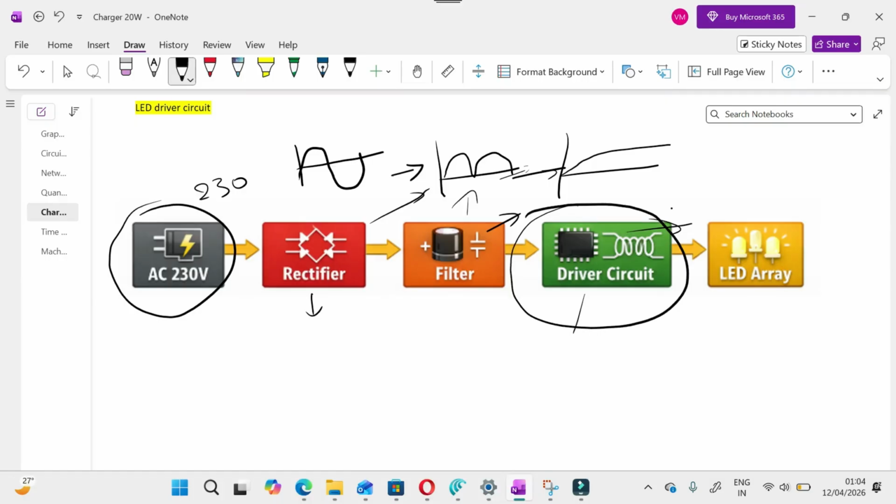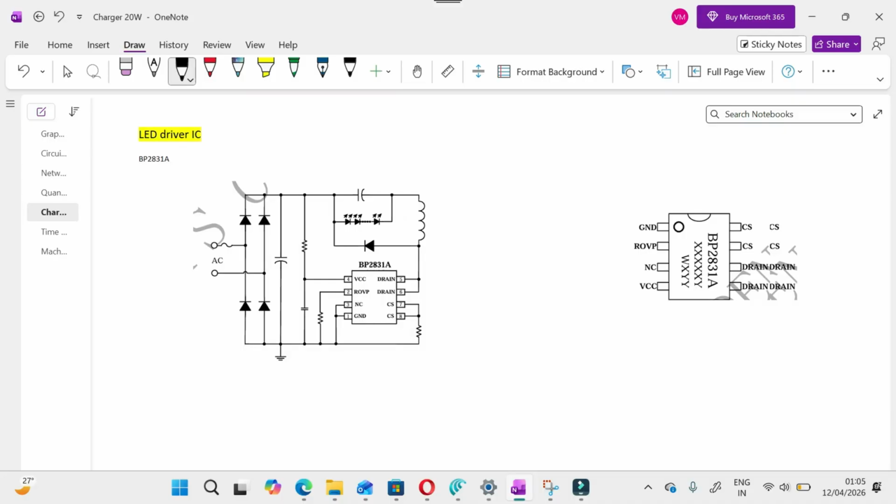So let us deep dive into this topic and understand what this driver circuit consists of and how it works. The LED driver circuit has one single IC. It is an 8 pin IC. You can see it is an 8 pin dual in-line IC, means dual line IC. There are 4 pins on one side and 4 pins on the other side.